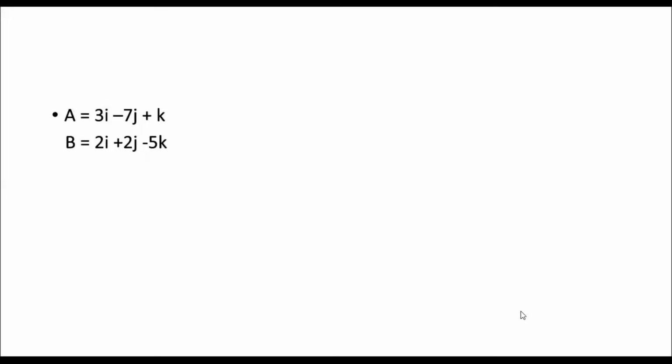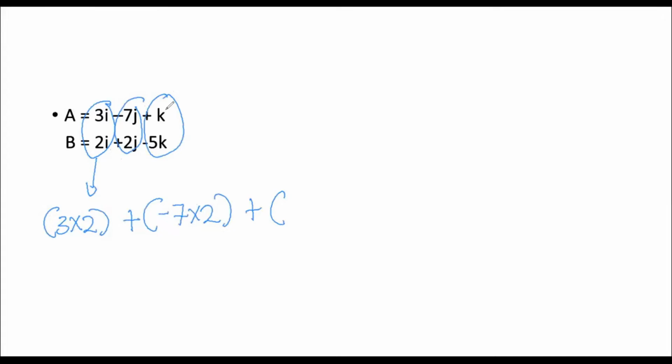All right, so let's find the dot product of these two vectors. So we have 3i minus 7j plus k, and then we have 2i plus 2j minus 5k. So let's put all the i's and the j's together, multiply them together. So let's do this together. So we have 3 times 2, plus minus 7 times 2 plus, so what's the coefficient of k here? That's 1, because 1 times k will be equal to k. So we have 1 times minus 5.